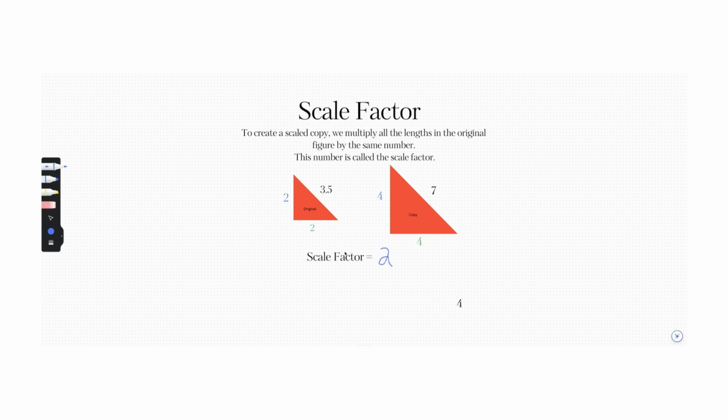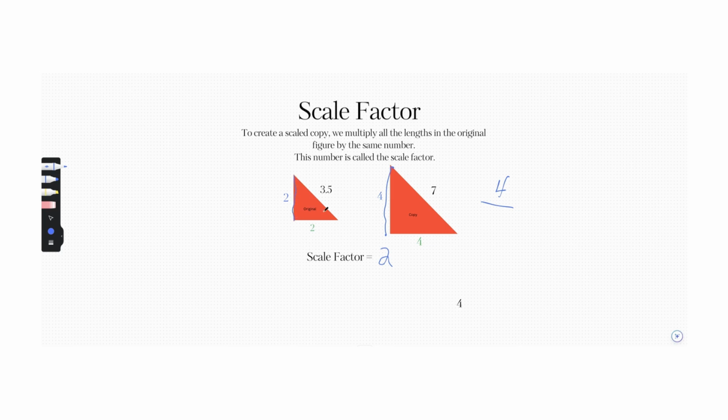But let me show you another way of doing that. What you can do is take a side length of the copy. Let's go with this 4 right here. Let's take that 4, and you can divide it by the corresponding side length of the original.